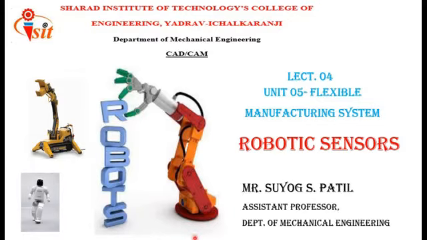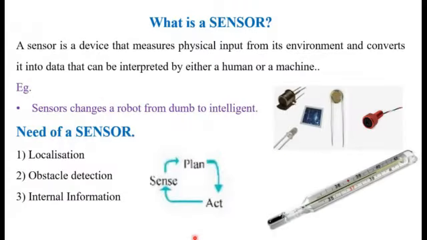Today we are going to see the robotics and sensors used in the robots. First of all, we will see what is meant by sensor. A sensor is a device that measures physical input from an environment and converts it into data that can be interpreted by either a human or a machine. So these sensors are used to measure the input data, and it is converted into signals that may be interpreted by either a human or a machine.